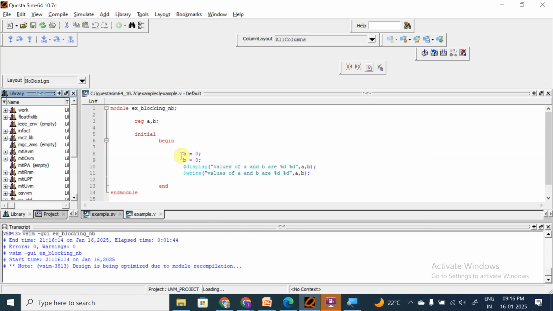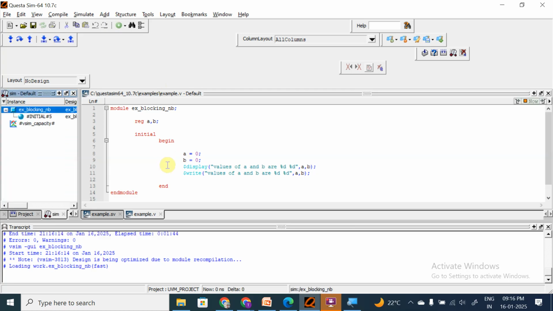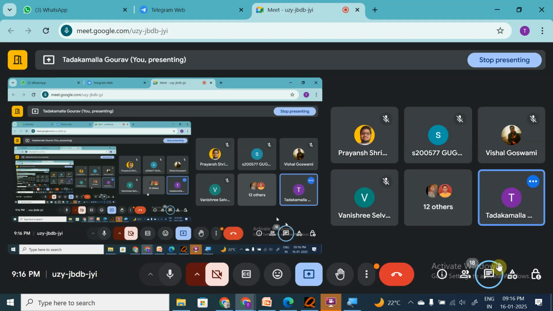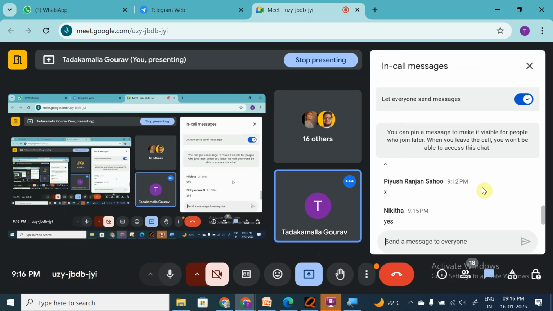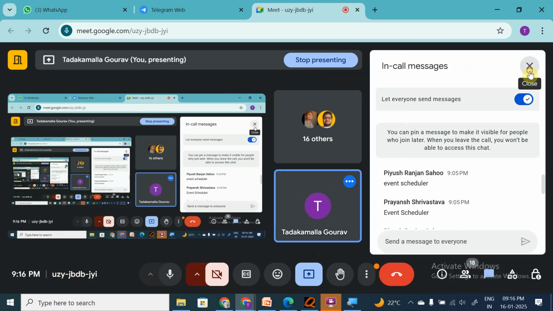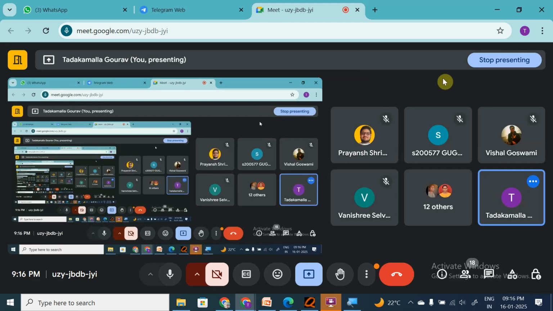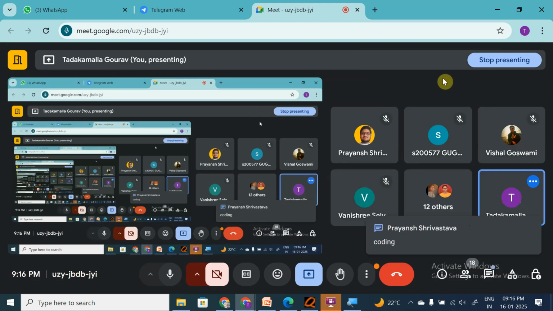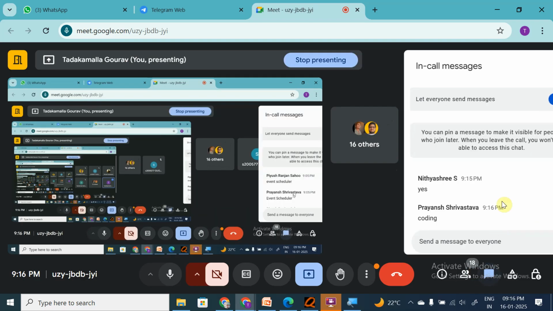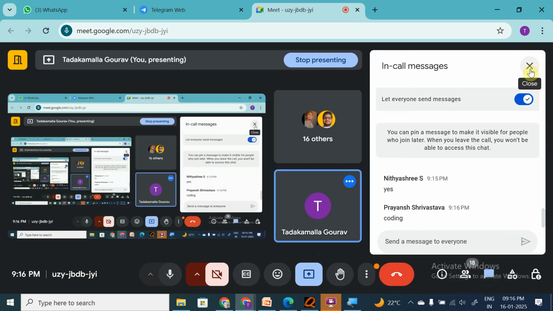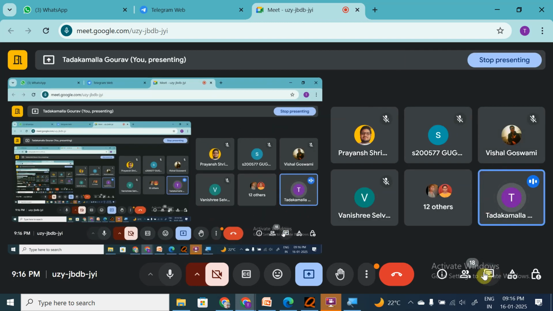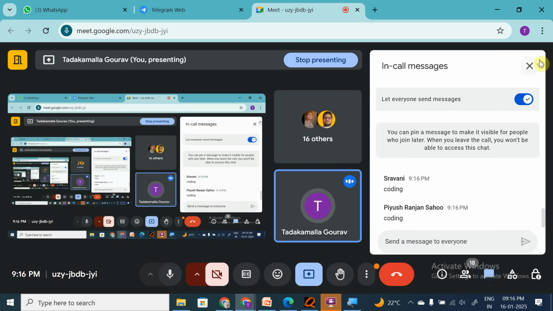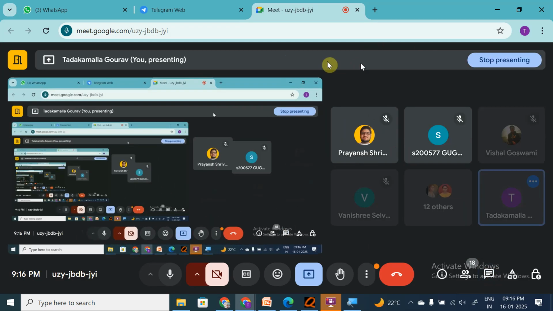Shall we do this coding or shall we discuss the theory? What do you say? Yes. Shall we discuss the concepts or shall we do this coding? Okay. Energy levels are down, so I think people are not interested in coding. So that's why I was asking. Okay.